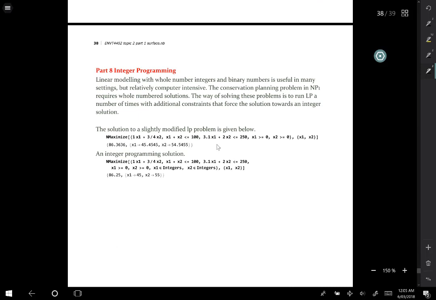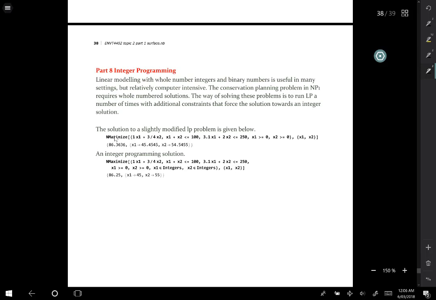An adaptation of that is integer programming, and it's becoming easier with computers, but it is much more computer intensive, because you have to solve linear programming lots of times by introducing constraints which force the linear programming problem to follow a whole numbered solution. Whole number solutions, as we'll find out, are quite important in things like conservation planning problems.